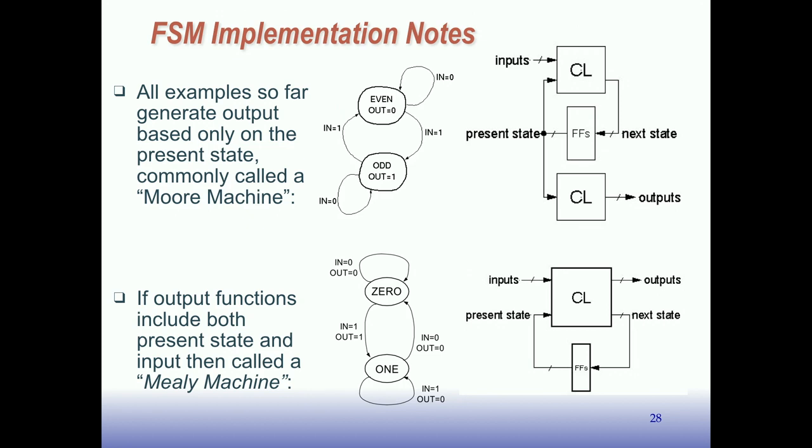Now, there's another way to build finite state machines with digital logic, where we associate the outputs with the edges rather than with the bubbles or the states. Here, the output function includes the present state and the input. So the circuit looks more like this, where we have a piece of combinational logic with two separate outputs: the next state output and the circuit output. And both of those are a function of inputs and present state.